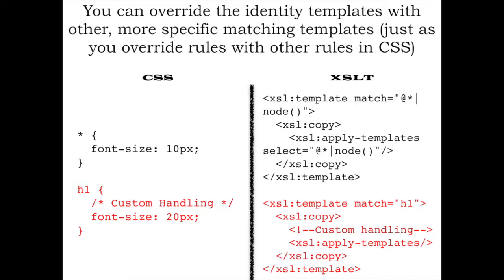So on the left, for example, in CSS, you've got that asterisk, which means everything is going to have a font size of 10 pixels. But you then want, say, an H1 to have 20 pixels for your font size. So you add an override rule. The equivalent in XSLT is you have your identity to do whatever you want for everything, and then you can set aside specific rules to touch specific elements like the H1.